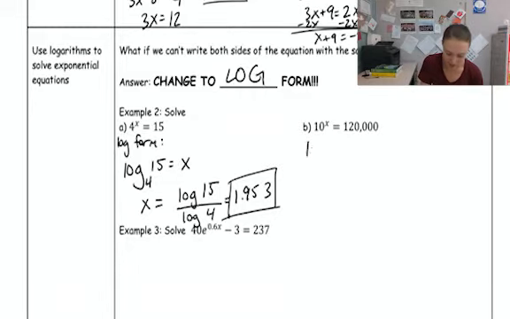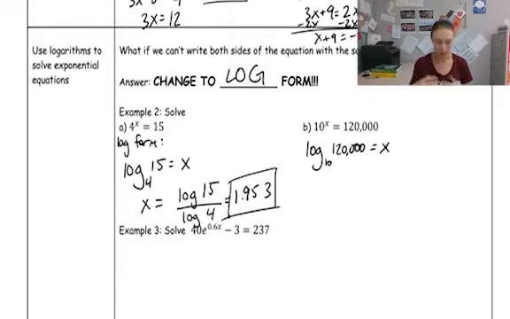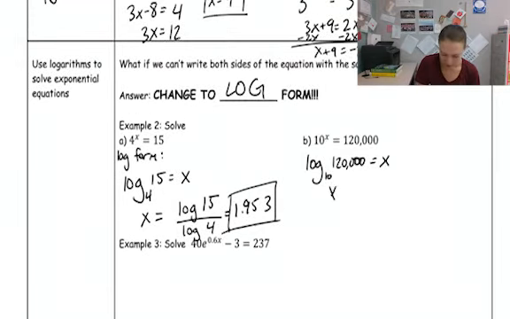All right, so changing to log form, log base 10 of 120,000 equals x. Now log base 10, we don't have to use the change of base formula because that's already the log button in our calculator. So we just press the log of 120,000 and we get x equals 5.079.